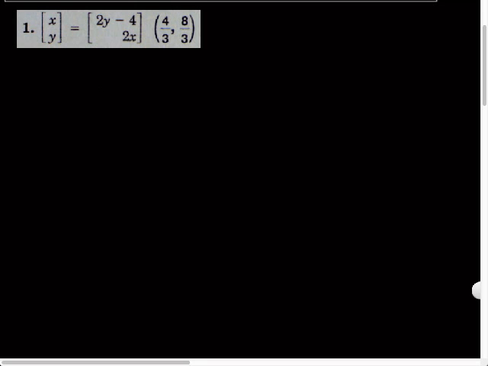How many rows does it have? 2 by 1. Yeah, it's 2 rows, 1 column, 2 by 1, and it's equal to a 2 by 1. So even though this whole top thing right here is all one element, don't let that fool you. If these 2 by 1 matrices are equal, then their corresponding elements must be equal. So therefore, x must equal 2y minus 4, and y must equal 2x.